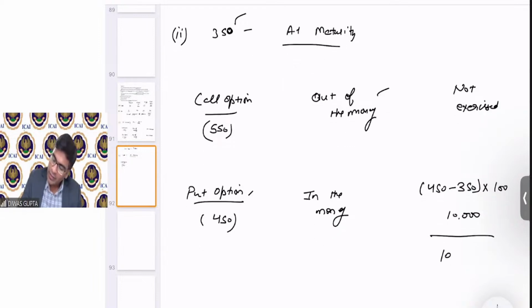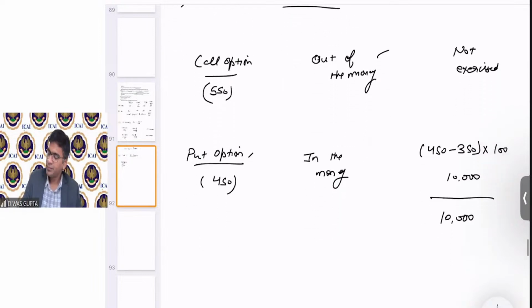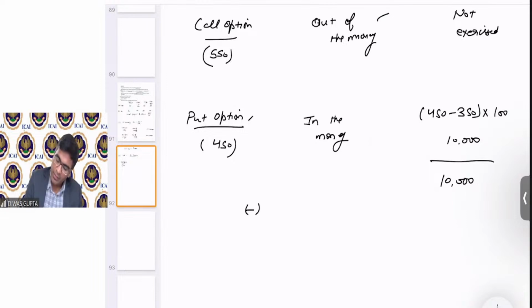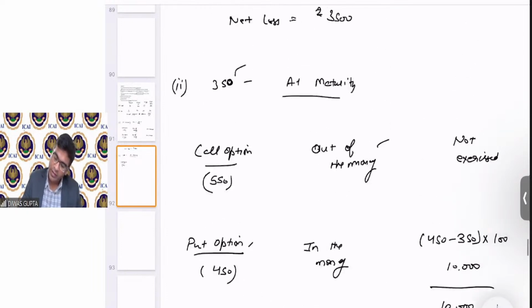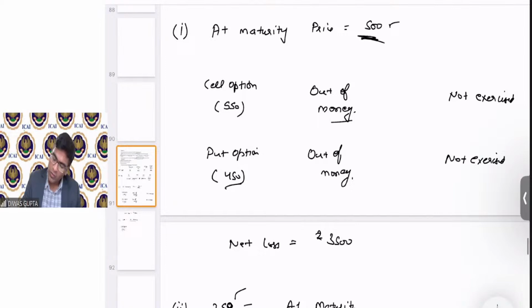So 10,000 is the total income. However, there was a premium that was paid of 3,500. So the net gain becomes 6,500. Net gain is equal to 6,500. In the first part, net loss was 3,500, which is the entire premium paid.